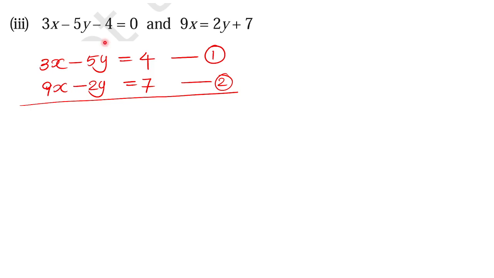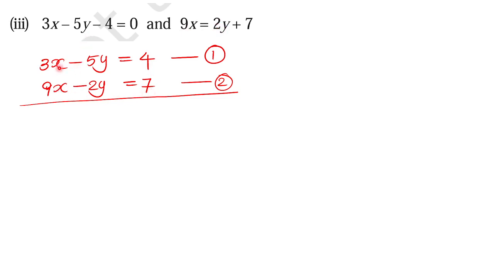So listen. What I have done is take minus 4 to the other side. I want the variable on the left side, and the number alone should be on the right side. Here 2y is taken to the left side: 9x minus 2y equal to 7.